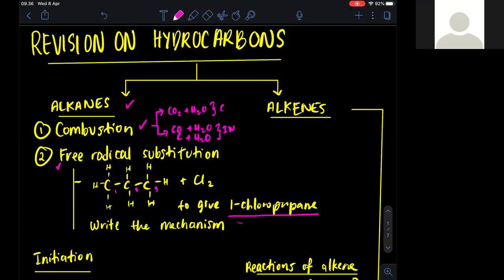But before we write the mechanism, can we find out what the condition required is? Jody, what is the condition required for this reaction to happen? UV, sunlight. Yeah. UV light or sunlight is one of the compulsory requirements for this reaction: sunlight is required to break the Cl2 into free radicals.